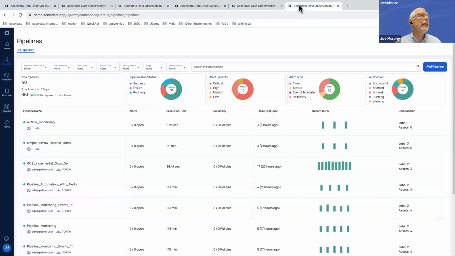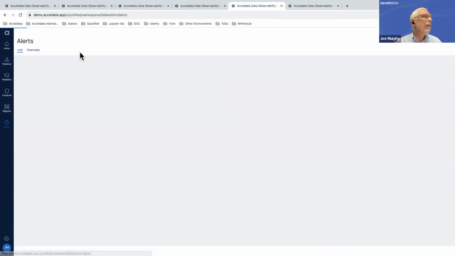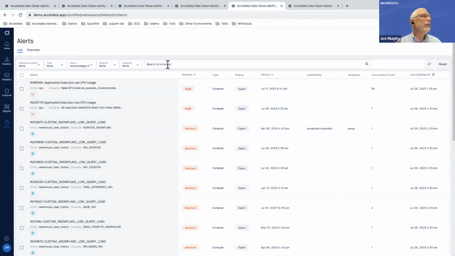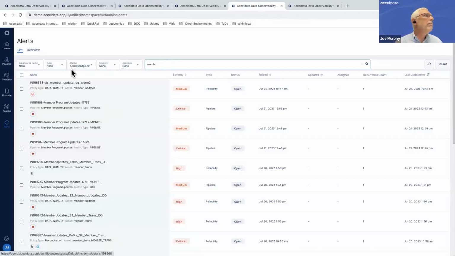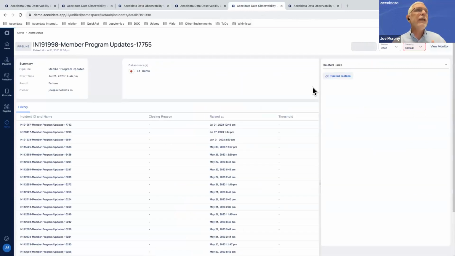Let me find my alert tab. Oh, here's my alert tab. We created an alert that said, hey, we have a critical alert, and let me just filter down to it. Get my right filter set, plenty of alerts. The member updates pipeline, we have a critical alert, it has failed. What really happened behind the scenes, while I have this alert here, which would take me to that pipeline, we fired off a ticket, a ServiceNow ticket.